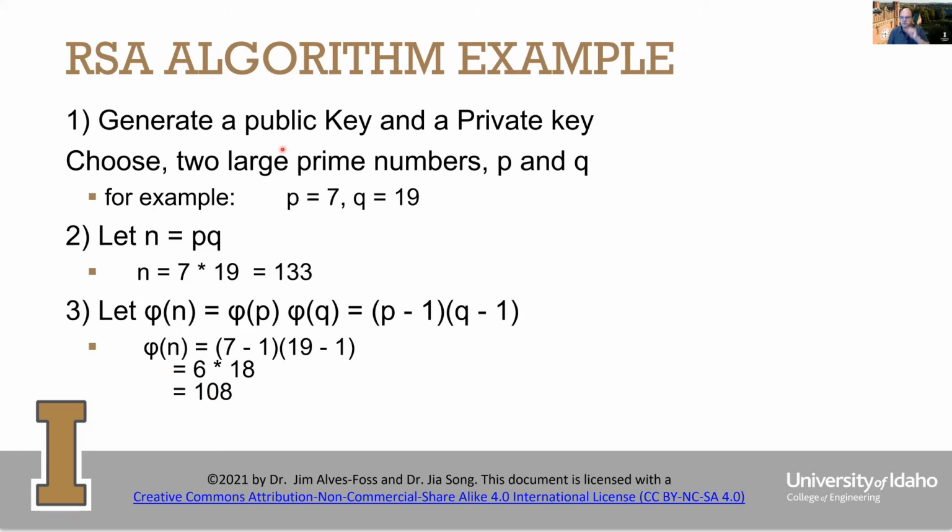So let's talk about this just a little. How do we generate the public key and the private key? We pick 2 large prime numbers, P and Q. Again, for math simplicity, I'm going to pick 2 small ones, 7 and 19. N will be the product of those 2 numbers. It's 133. The Euler totient function of that is P minus 1 times Q minus 1, or 6 times 18, so 108.